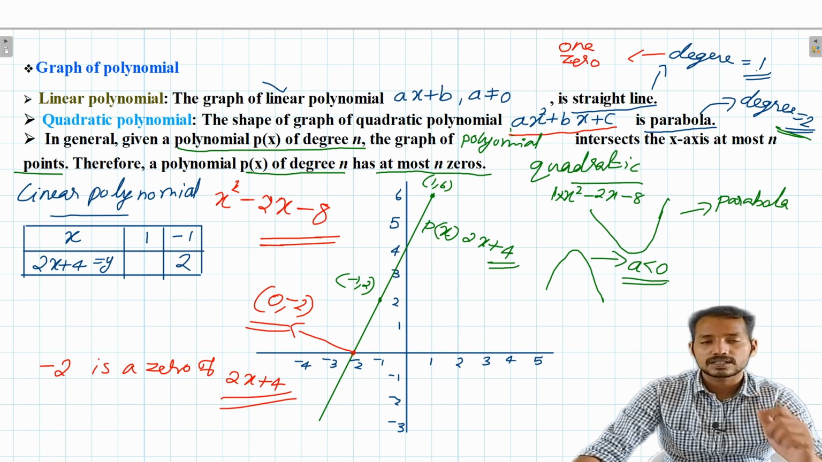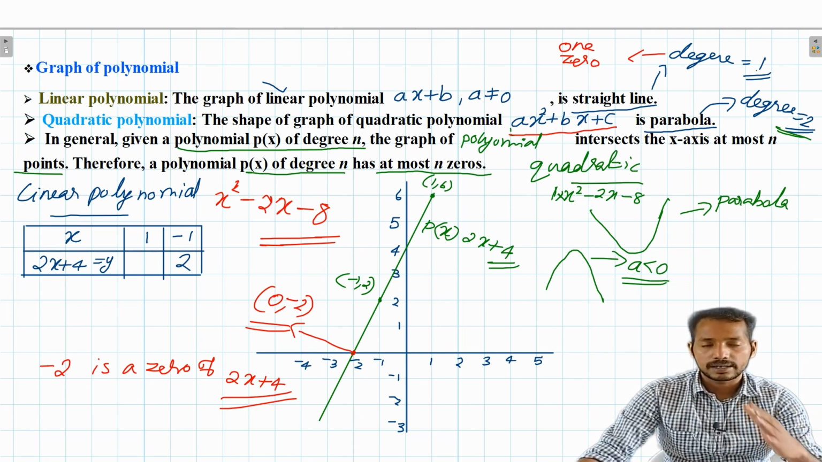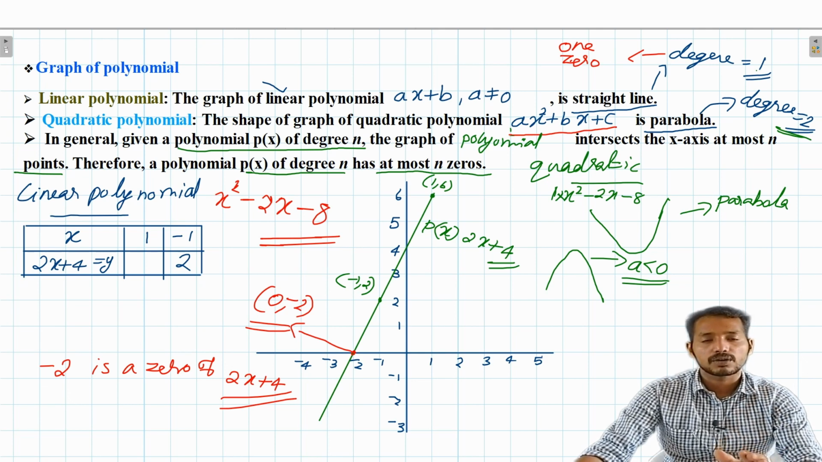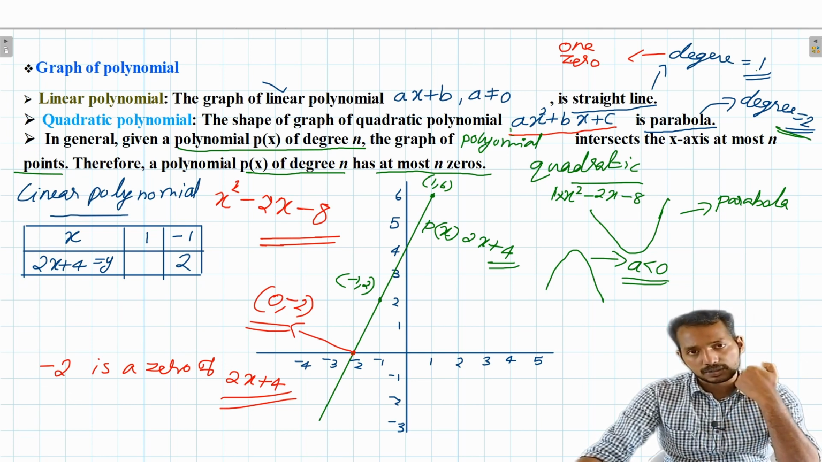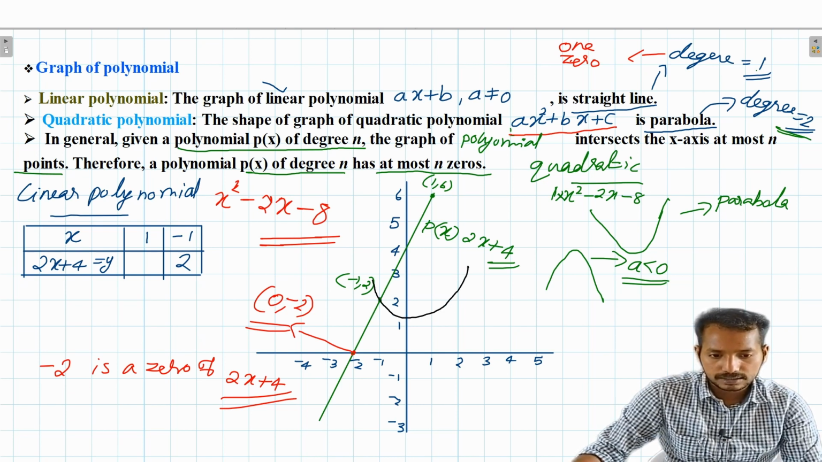At most, that word is very important, because not necessarily always in case of a quadratic polynomial it should have 2 zeros. For example, suppose we got the graph of the quadratic polynomial like this.